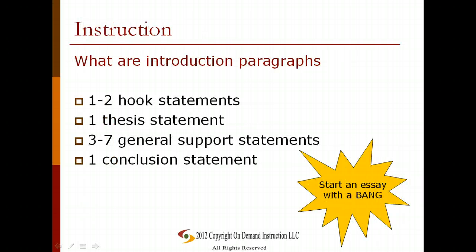So prior to your body paragraphs, you're going to use an introduction paragraph. This is normal for all of your essays. What kinds of things are going to be included in an introduction paragraph? Those are going to be hook statements, thesis statements, you only do one of those, general support statements, you'll use 3 to 7 of those, and you'll end every paragraph off with a conclusion statement. That's for a normal and a strong introduction paragraph.